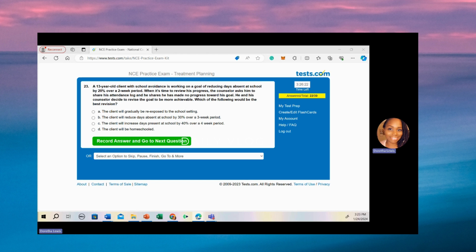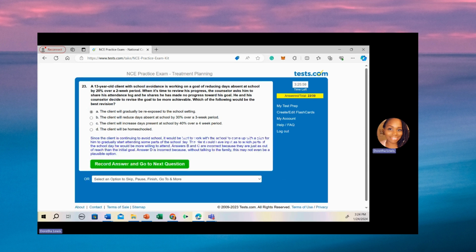A, the client will gradually be re-exposed to the school setting. B, the client will reduce the days absent at school by 30% over a 3-week period. C, the client will increase days present at school by 40% over a 4-week period. And D, the client will be homeschooled. We're going to go with A.